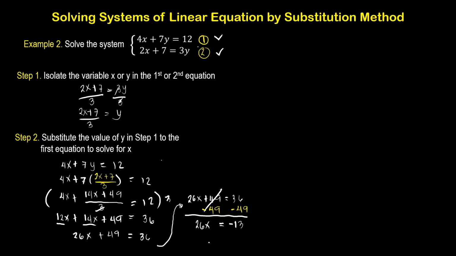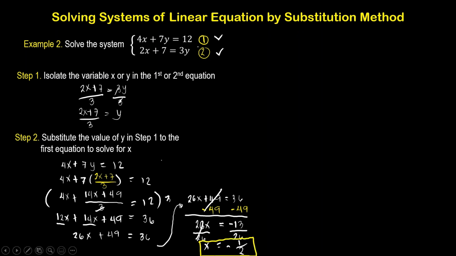Okay, so therefore, to solve for x, ang gagawin lang natin is to divide both sides by 26. Okay, so this is cancelled out. So we have x is equal to negative 13 over 26. This is just equal to negative 1/2. Okay, so therefore, we have now the value of our x, which is negative 1/2.